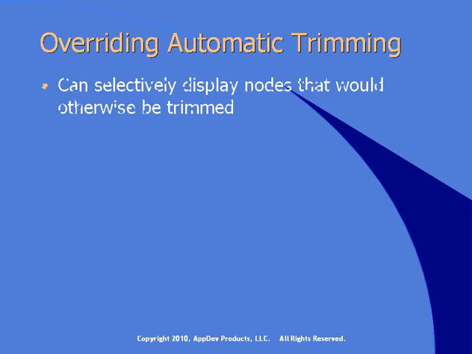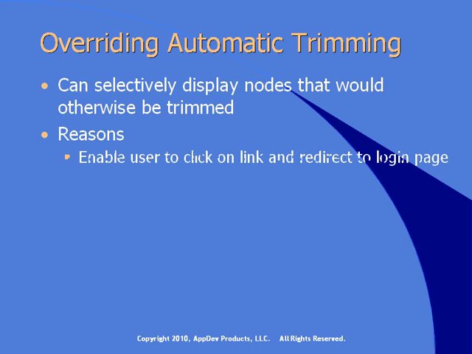You can also selectively display nodes in navigation controls that would otherwise be trimmed out because of authorization restrictions. Why would you want to show a link that the current user couldn't follow? Well, there's various reasons. One reason is that you might want to override the default behavior to enable the user to click on the link and then be automatically redirected to the login page. Then the user can log in as an authorized user and be redirected to the requested page.